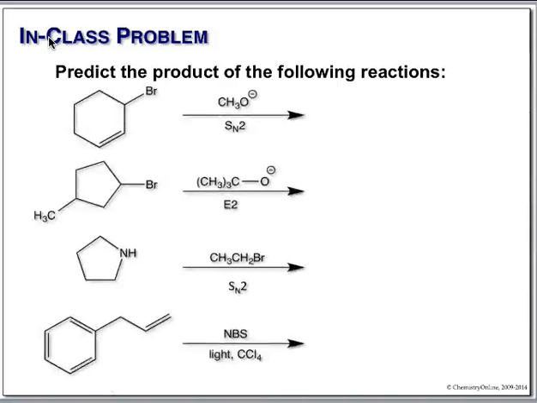Another set of 4. Once again, methoxide is the nucleophile, an SN2 reaction on an allylic bromide, made this, our very first one. This attacks, this leaves, we simply make the ether.